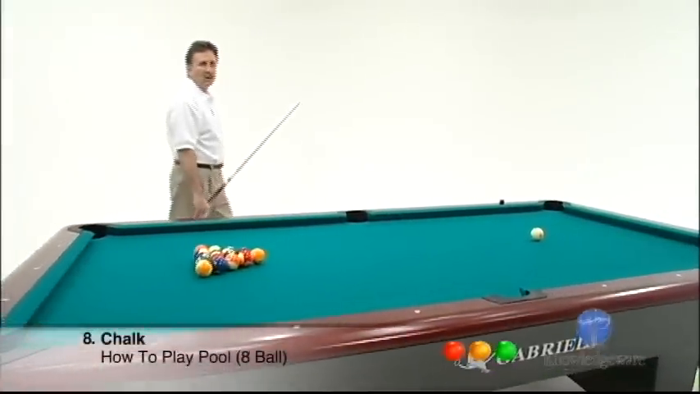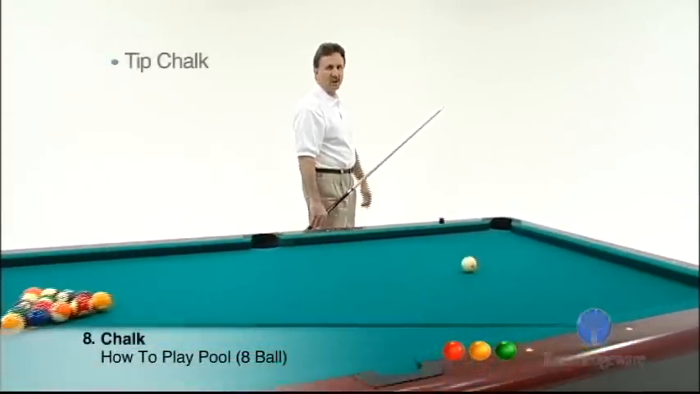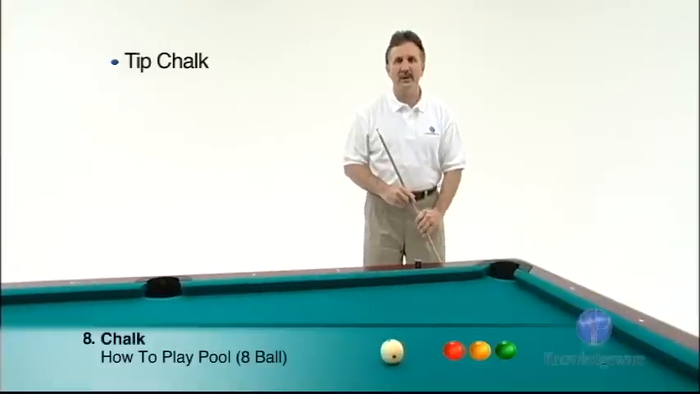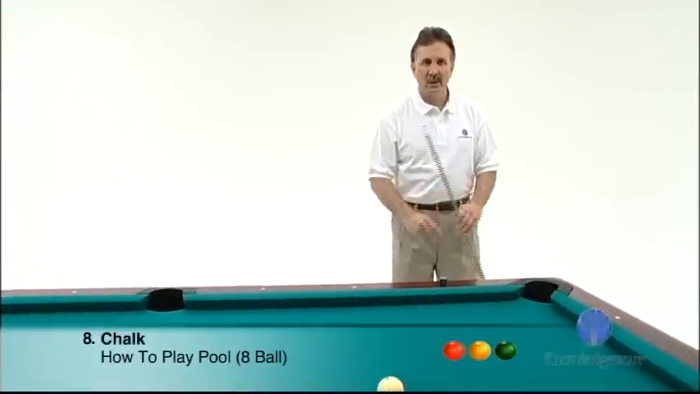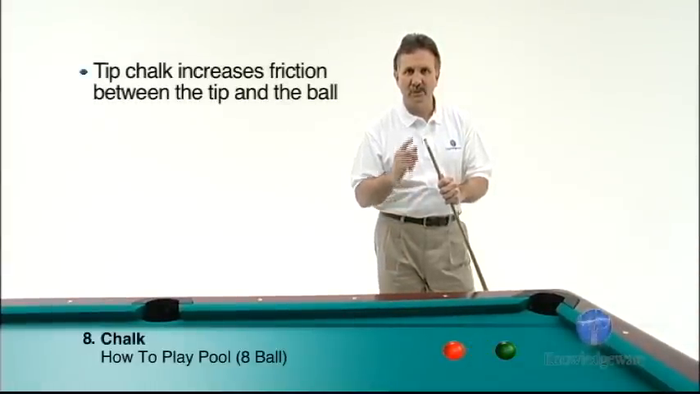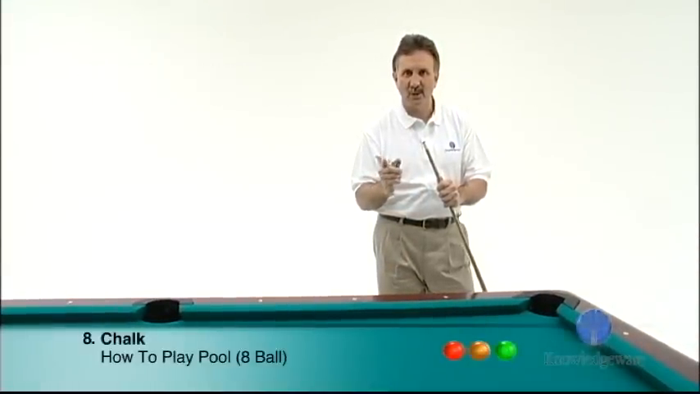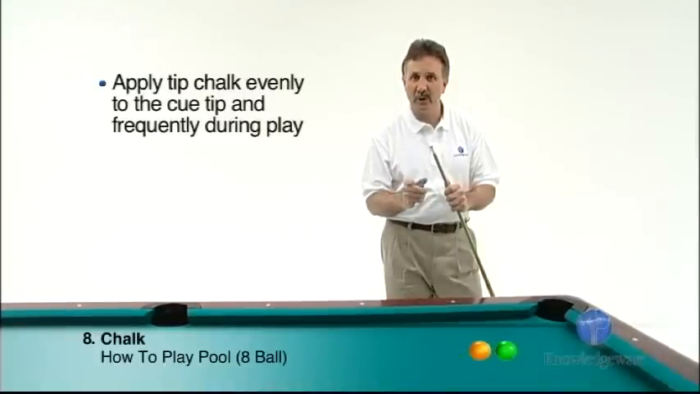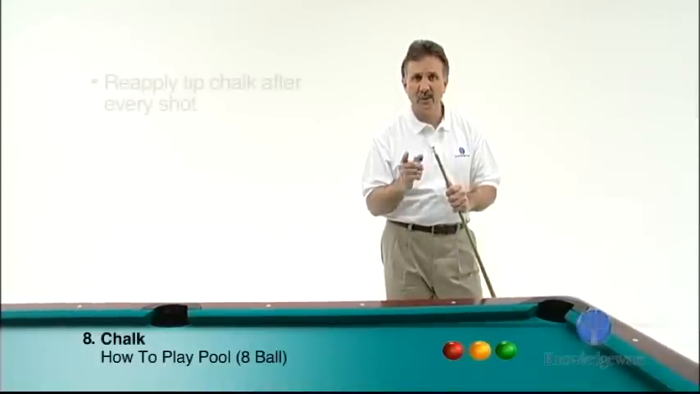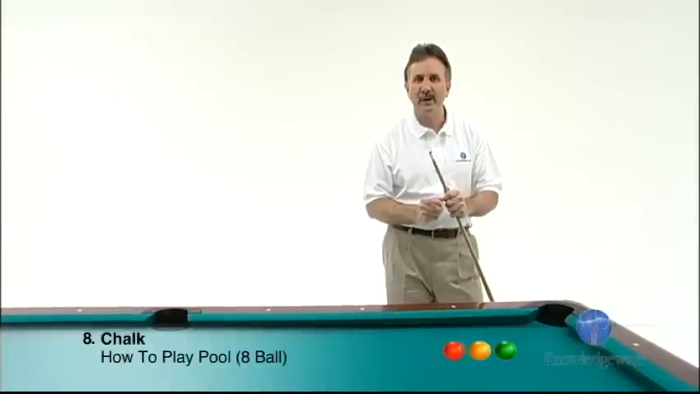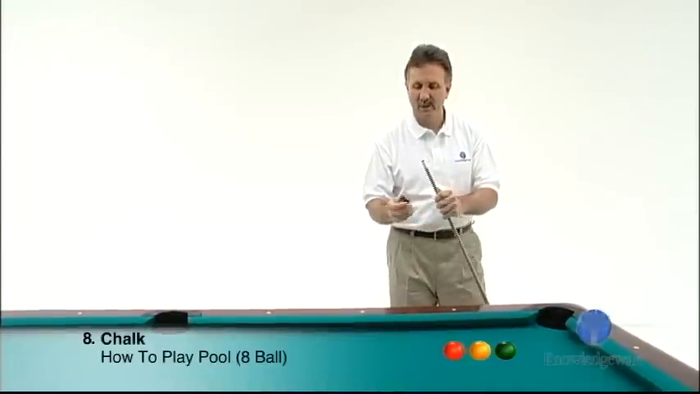Two types of chalk are used in billiards, tip chalk and hand chalk. Let's talk about chalk we apply to the cue tip first. The chalk for the tip serves to increase friction between your tip and the ball. You should apply chalk evenly to your tip and frequently during play. I recommend reapplying chalk after every shot. Let me demonstrate the technique I employ.